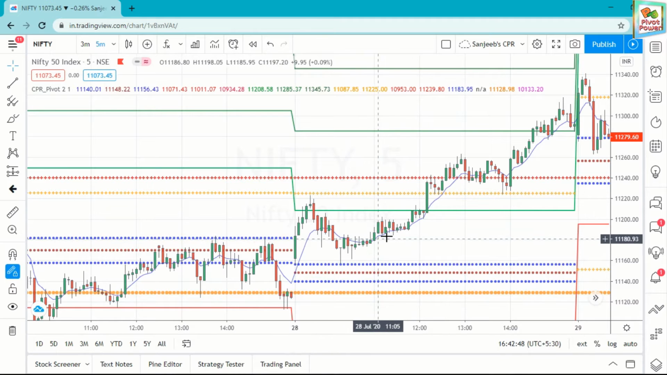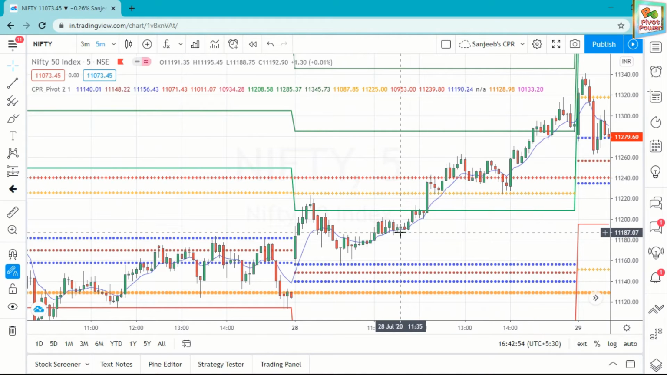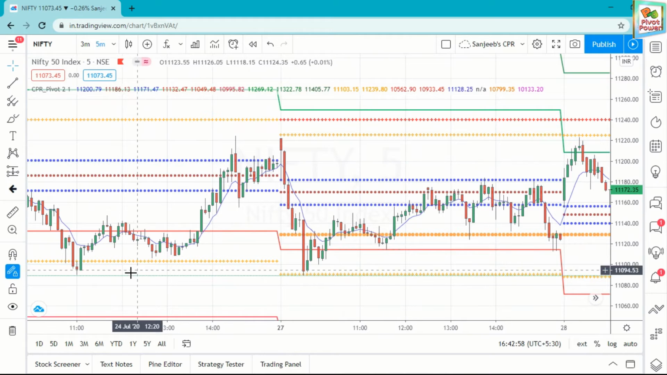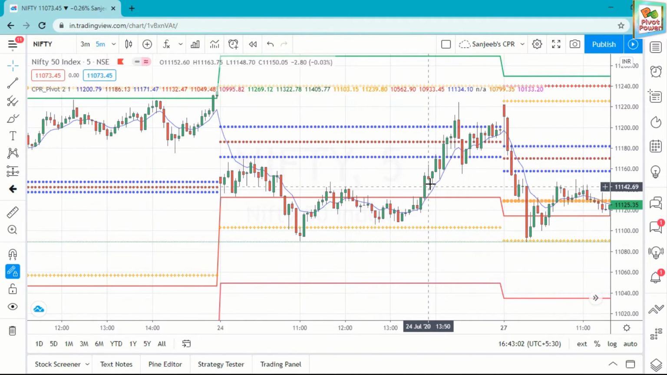Yeah, see how the 8 EMA supports. It's going up, one candle, but see how it is support. See here also, how the move has 8 EMA support. Up, up, yeah, 8 EMA support.